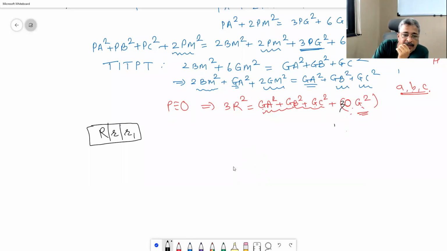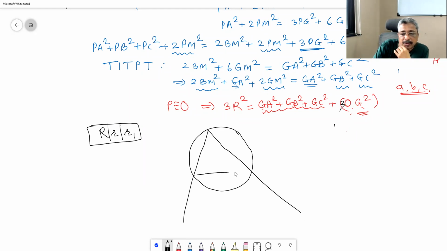R is known, R1 is known. Auxiliary figure. This is my circumcircle. This is my triangle ABC. This is BC. This is R. This is R1. And this is capital R. This is 2x. R is given, R1 is given, capital R is given.